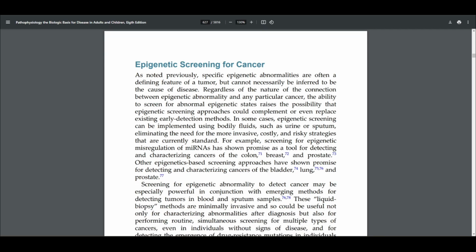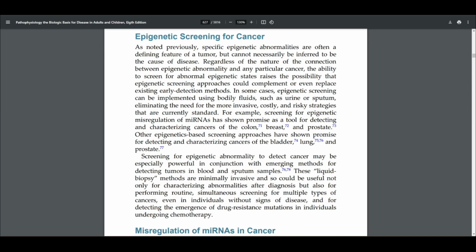Epigenetic screening for cancer. As noted previously, specific epigenetic abnormalities are often defining features of a tumor, but cannot necessarily be inferred to be the cause of disease, regardless of the nature of the connection between epigenetic abnormality and any particular cancer. The ability to screen for abnormal epigenetic states raises the possibility that epigenetic screening approaches could complement or even replace existing early detection methods.